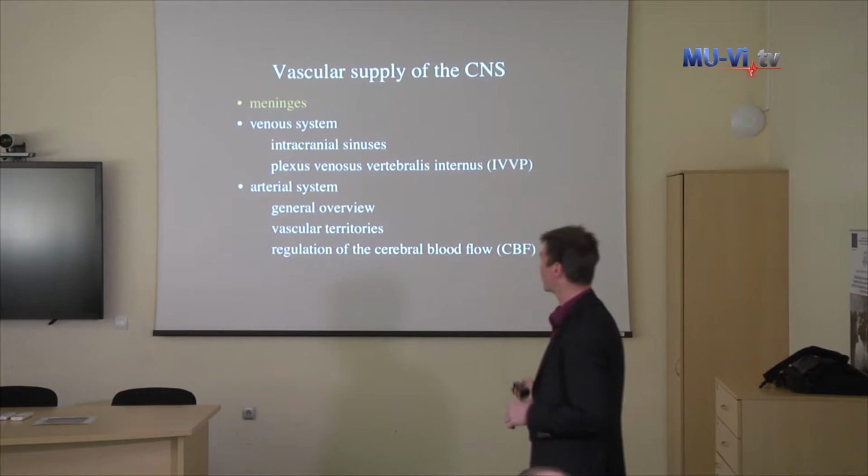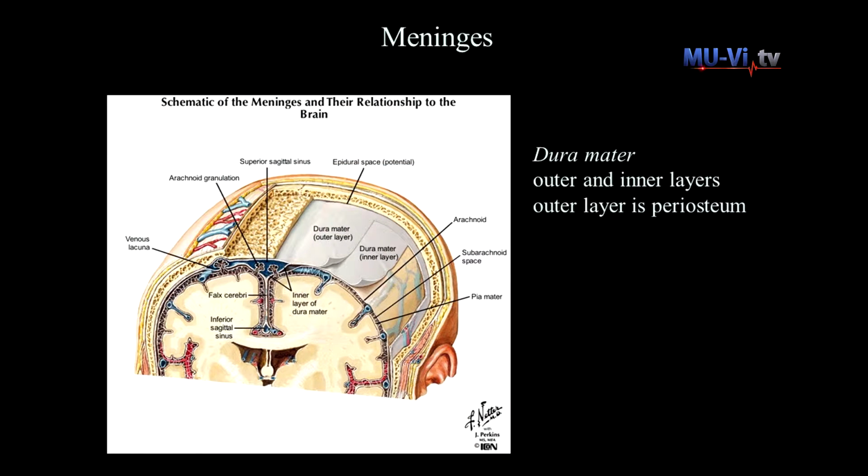But now let's start with the meninges. I understood from Anton that you already studied the meninges, is that right? Okay, so I tell you nothing new if I say the outermost of the 3 is called the dura mater, and you probably know that the dura mater has 2 layers.